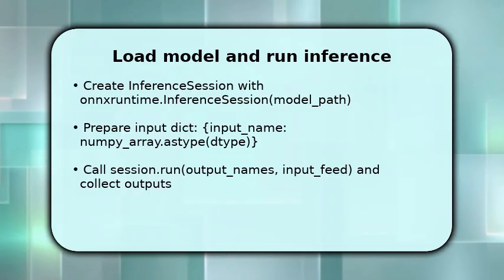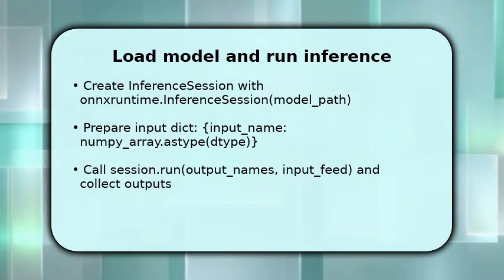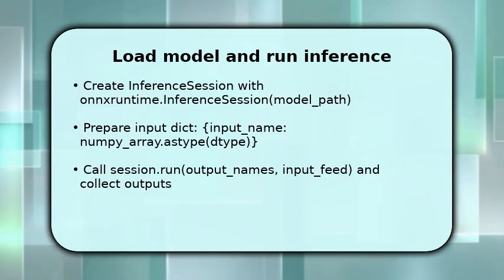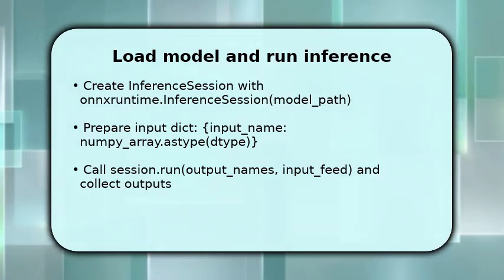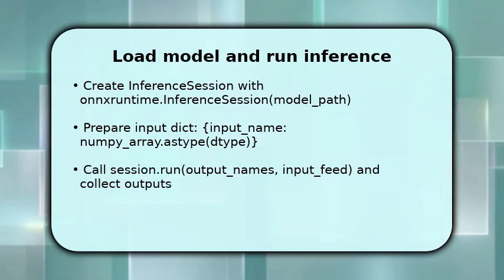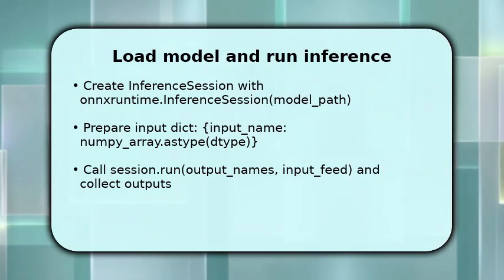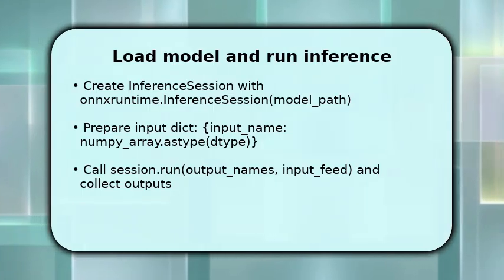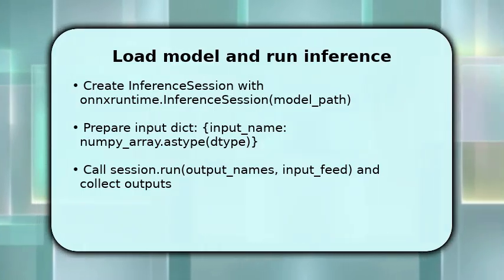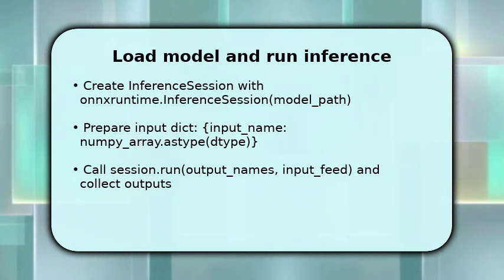Next, convert your data to NumPy arrays with the exact dtype, reshape to the expected batch dimension, and normalize values per the model's training scheme. Then call session.run with the output names and input dictionary. Once you receive outputs, post-process them into labels, probabilities, or bounding boxes as required by your application.